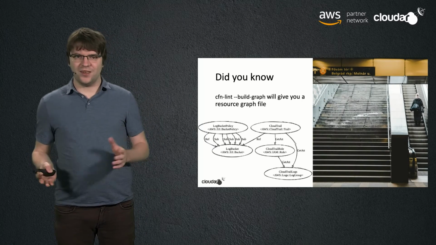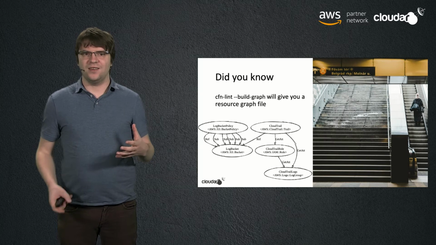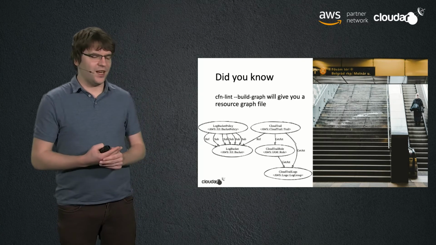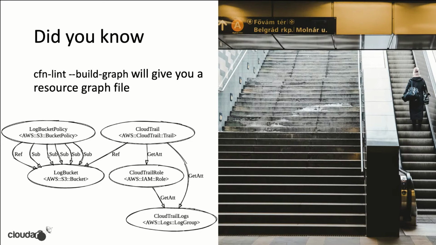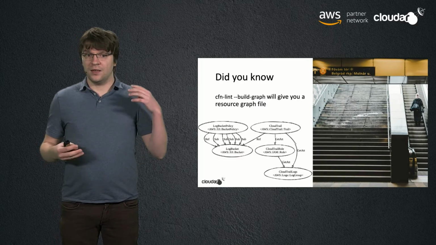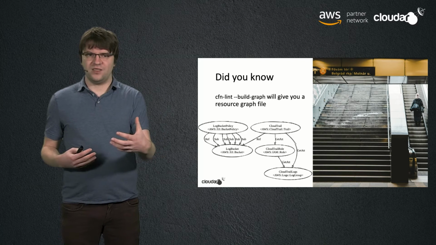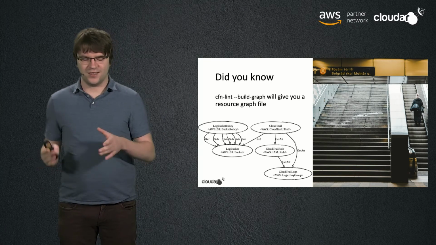There was also a question a little bit earlier about how do I avoid writing circular dependencies with my templates, or if I have one, how do I debug that? There's a very recent feature in cfn-lint, which is the build graph option, which will take all your resources, so it's only taking the resources, not the parameters, and it will try to give you a visual representation of how everything is connected together. That gives you two things.